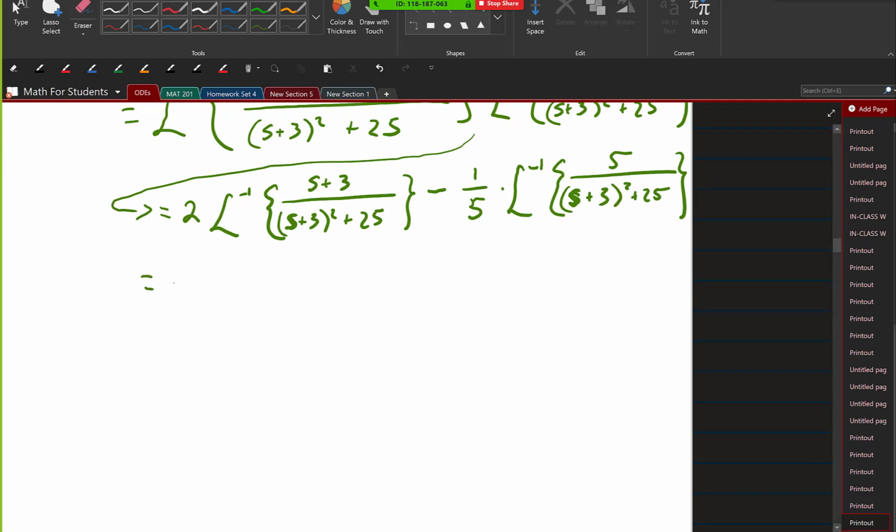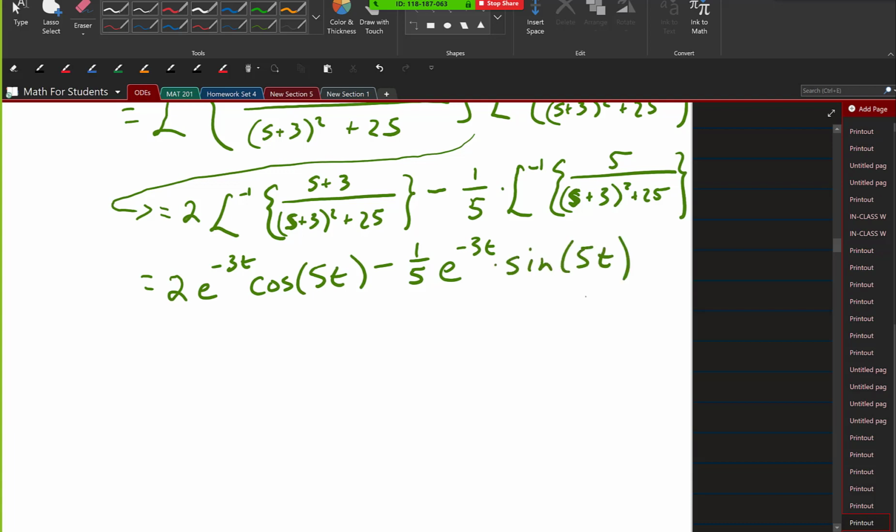Okay, so coming back into t-land, we get 2 times, now here's the new issue: we've come back with some of these trig functions before, but this time they've been shifted by 3 units, careful, to the left. So they come back as 2e to the minus 3t times the cosine of 5t minus 1/5 e to the minus 3t times the sine of 5t, which, if you remember our spring equations, is a typical answer from a spring equation. That's why we're focusing on inverse transforms of this type.